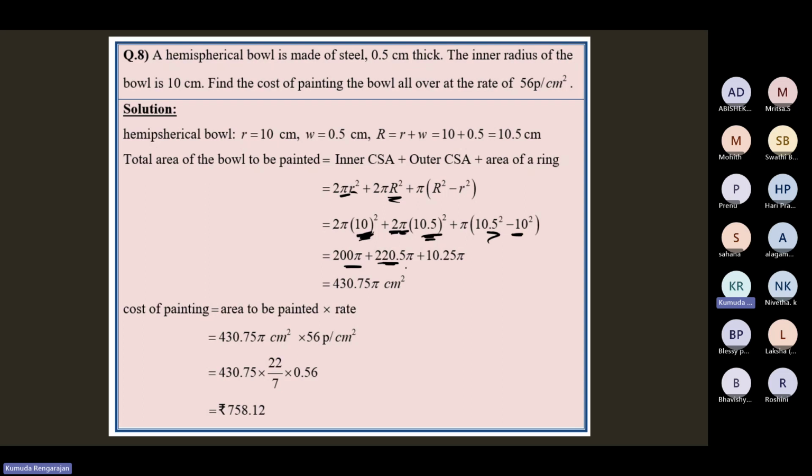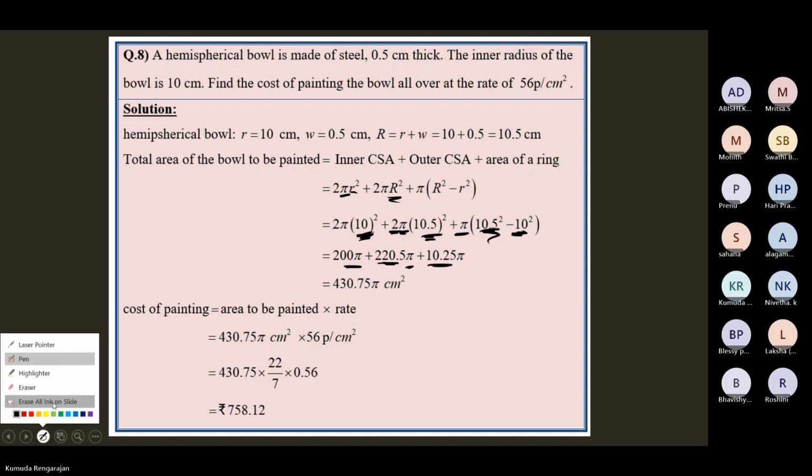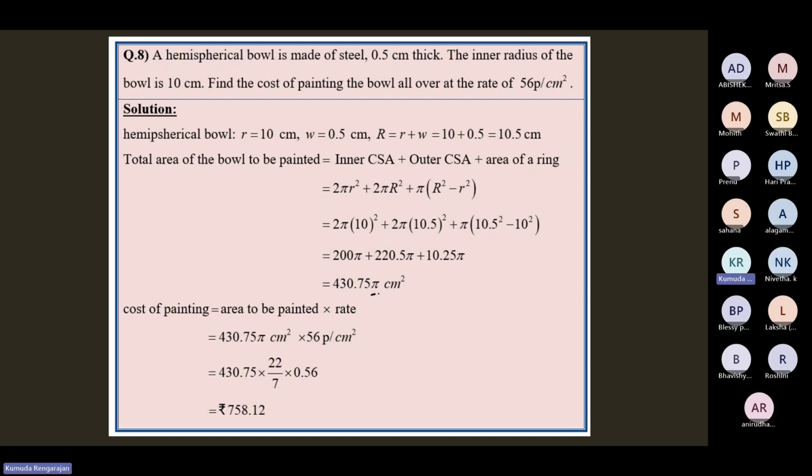Pi as it is. And here also, this one square minus this one square, pi. Add everything. Add all these. So you get pi like x. If all this were x, you would add all this, right? In the same way, add. And whatever is the number, pi, centimeter square. This is the area of the bowl to be painted.